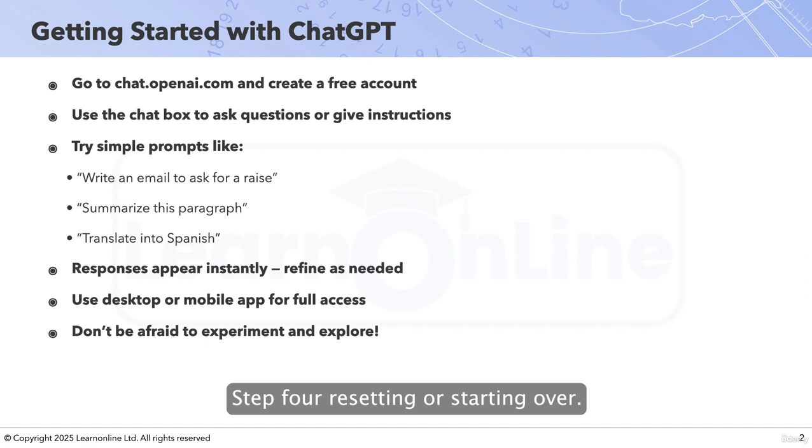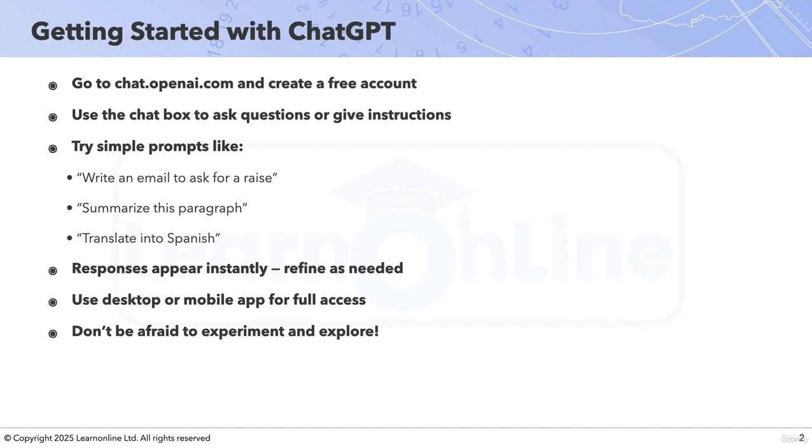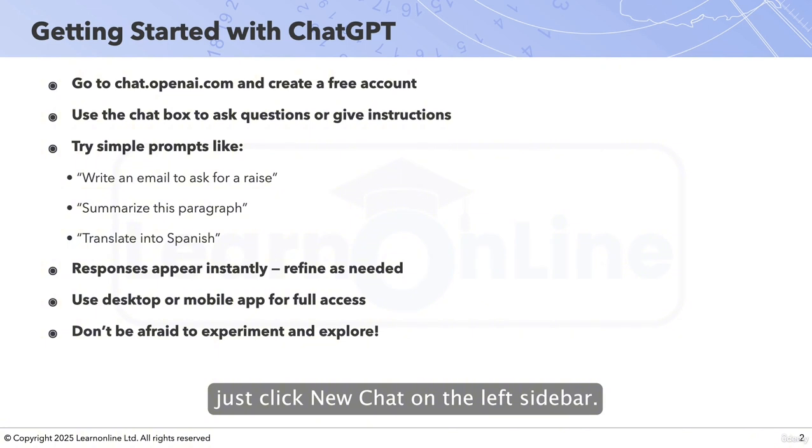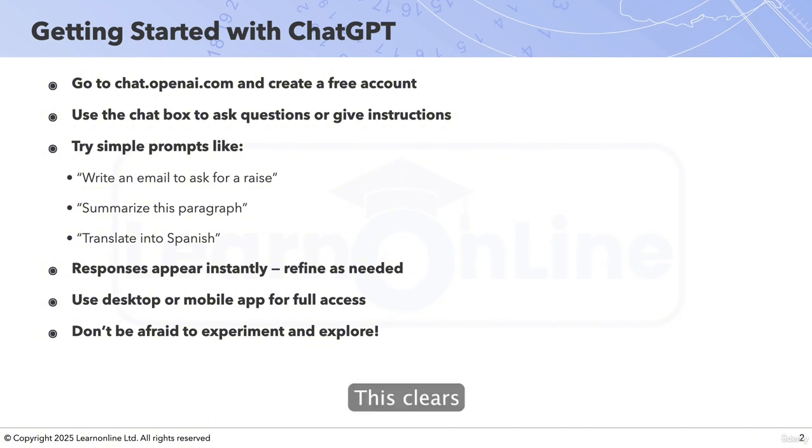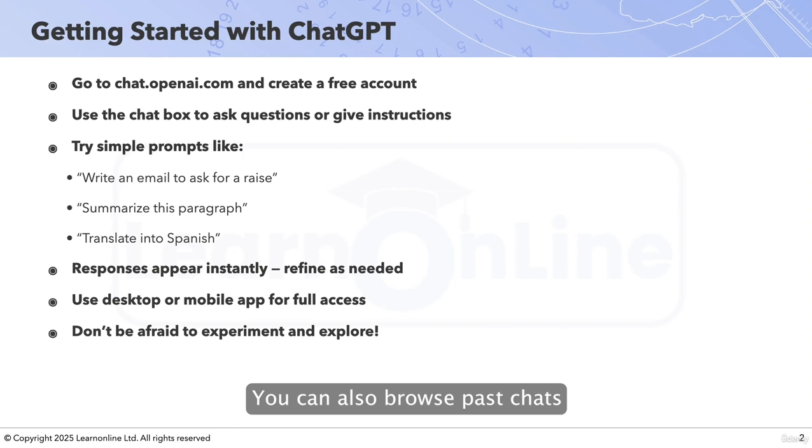Step 4. Resetting or starting over. If you want to start a fresh conversation, just click New Chat on the left sidebar. This clears the current thread and starts from scratch. You can also browse past chats if you're logged in. ChatGPT saves your sessions unless you've disabled history.